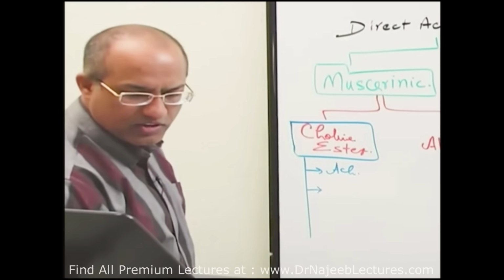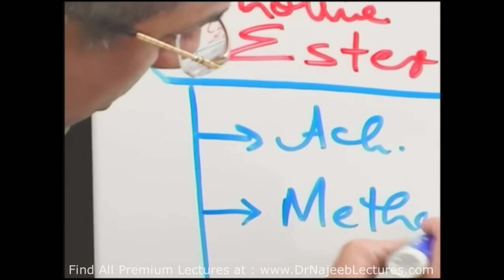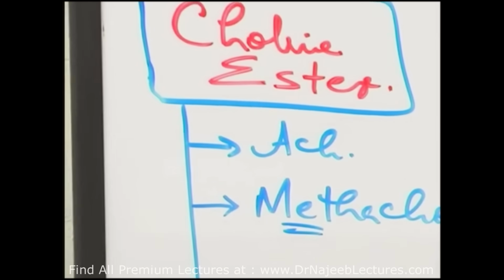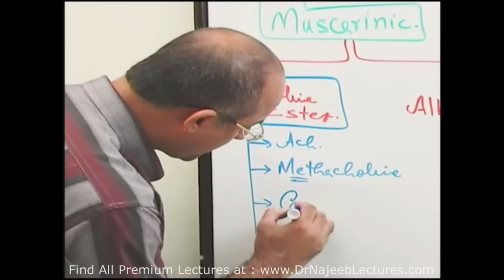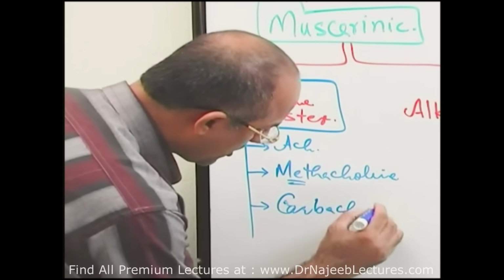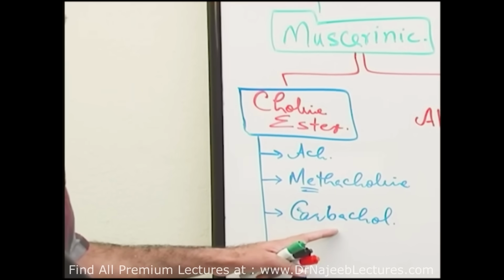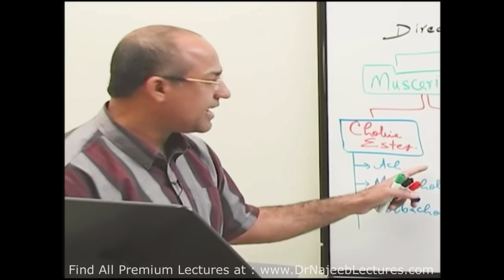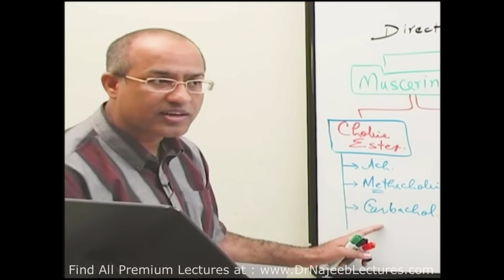For example, there is a drug called methacholine. There is a methyl group here, methacholine. Then there is carbachol. In this case, in place of acetate, there is carbamate. You know, acetylcholine has acetate and choline. This has carbamate and choline, carbachol.